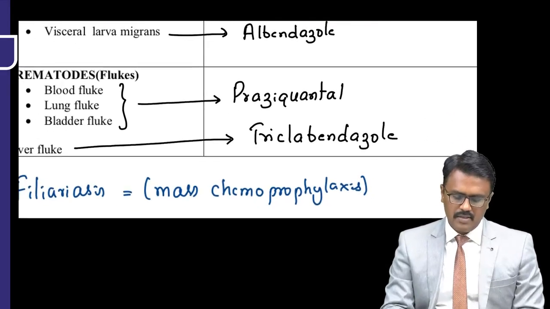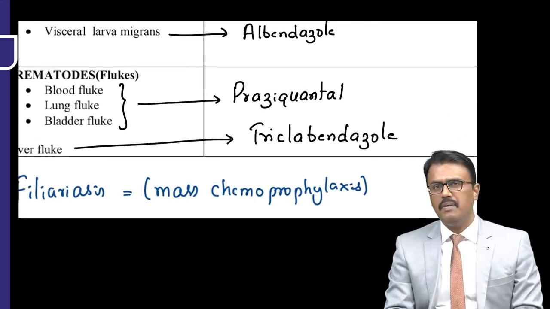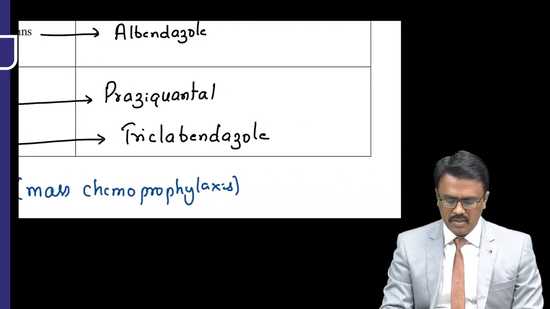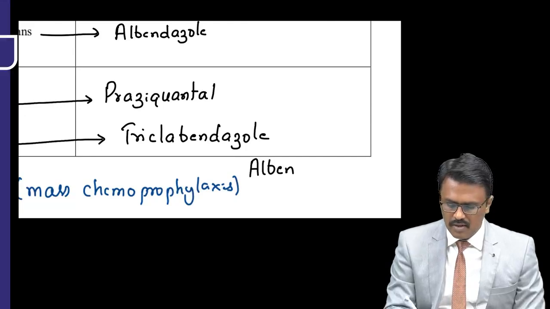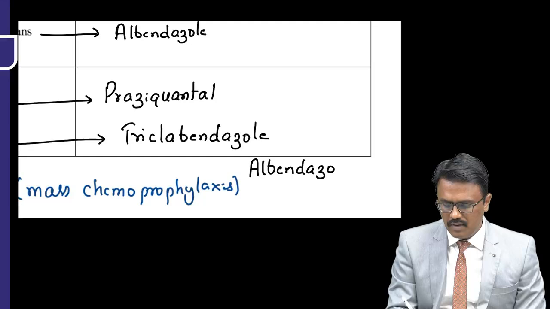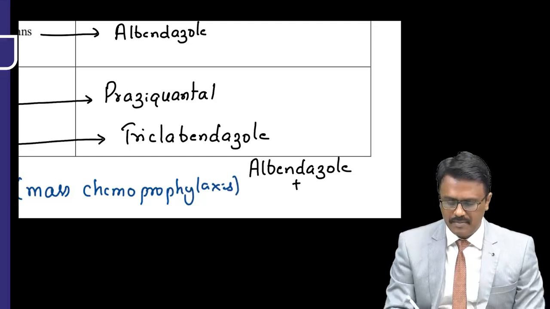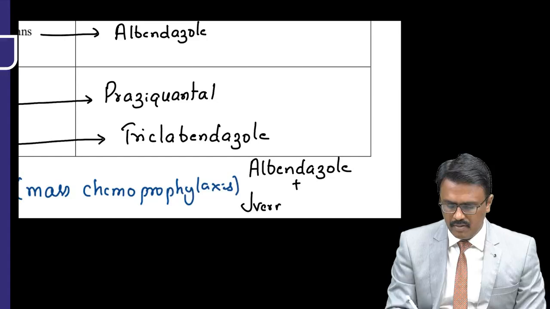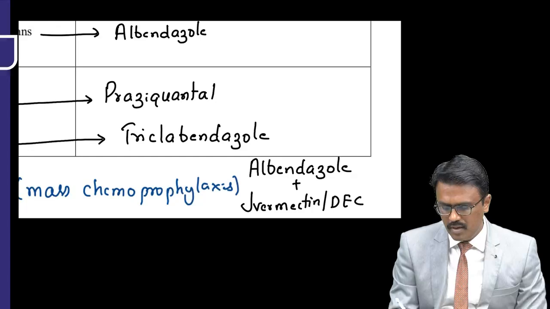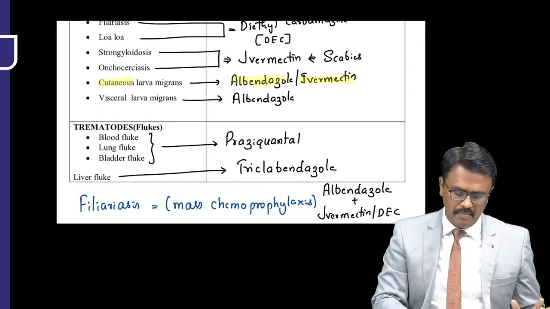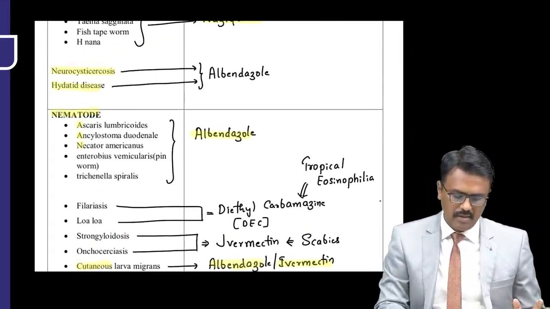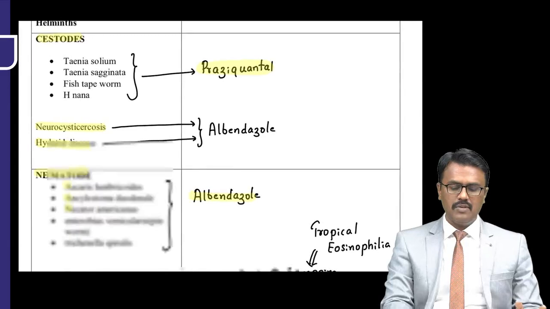Many times filariasis may occur and we may require mass chemoprophylaxis. So what is the best drug for that? For them, we use albendazole. Along with albendazole, they add either ivermectin or DEC for mass chemoprophylaxis of filariasis.